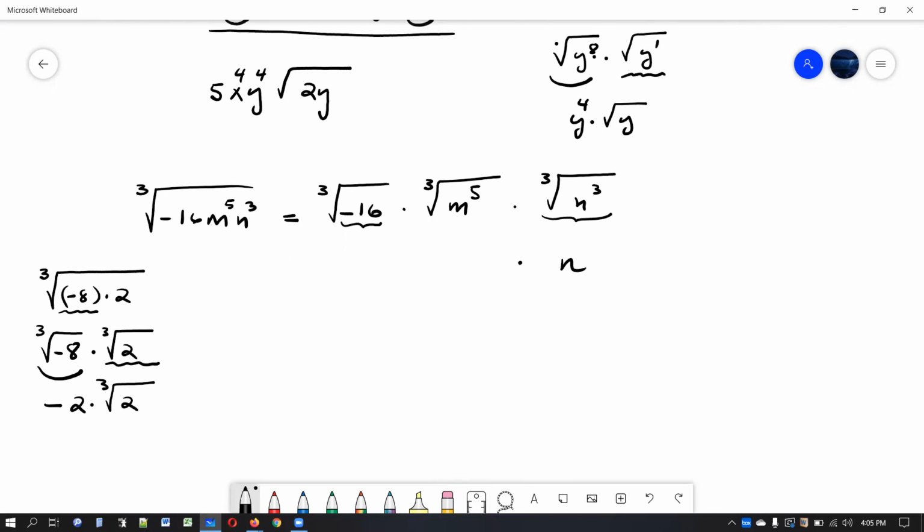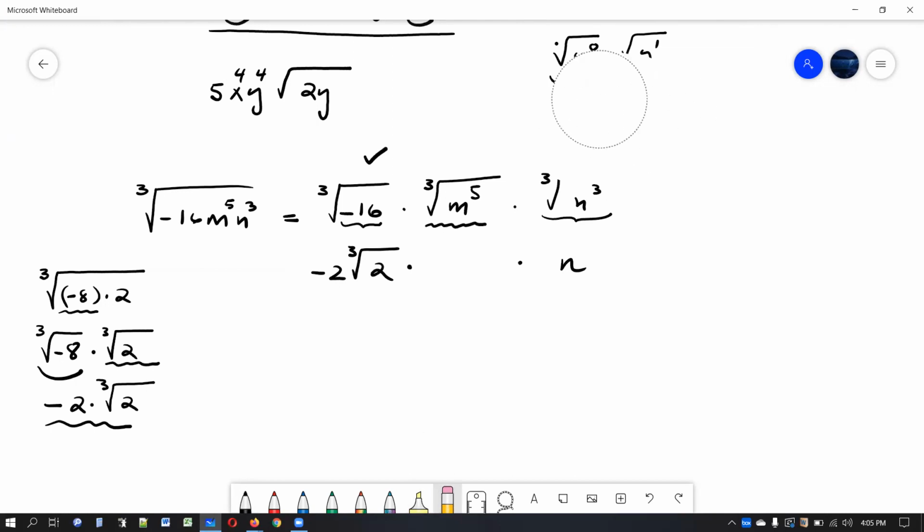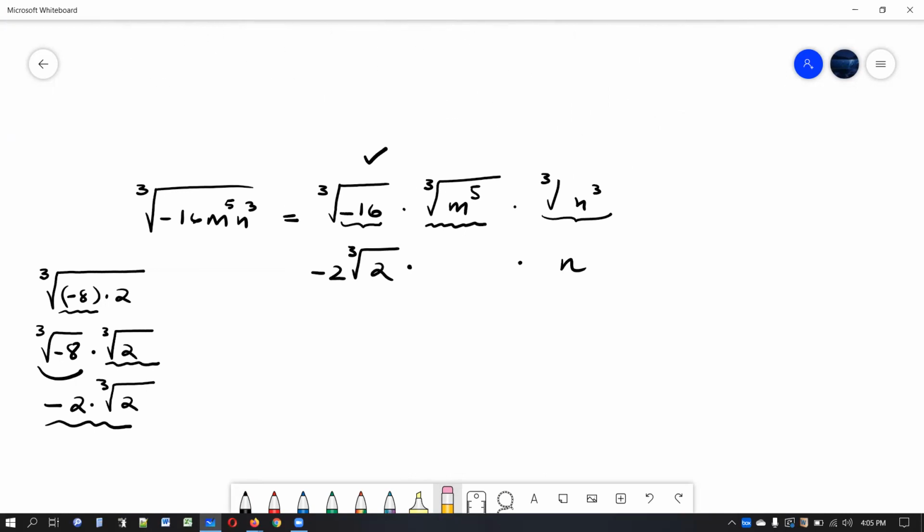Okay, so this is already the answer for that. So minus 2 cubic root of 2. Do not forget to put the index, because that would be a mistake. And now I have to handle these. So this part we knew from before. This part we knew from before. This is the only new thing on this section 7.4.